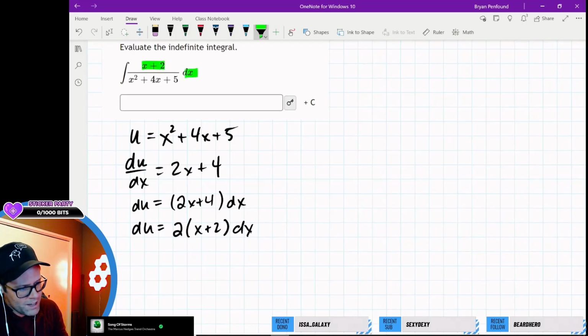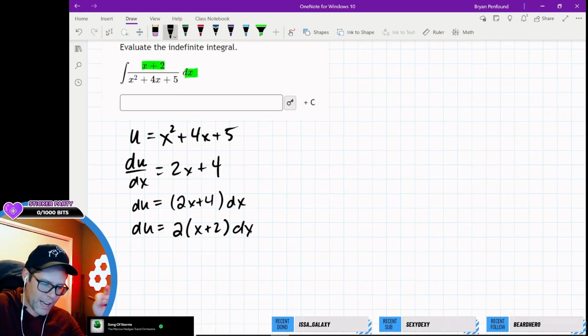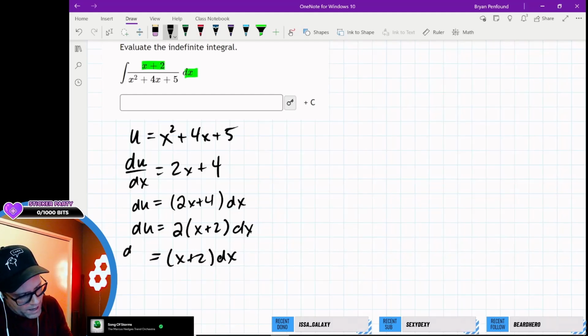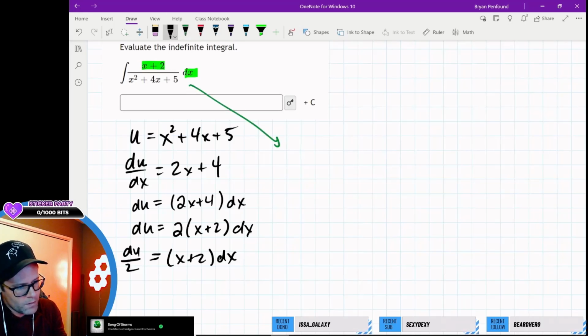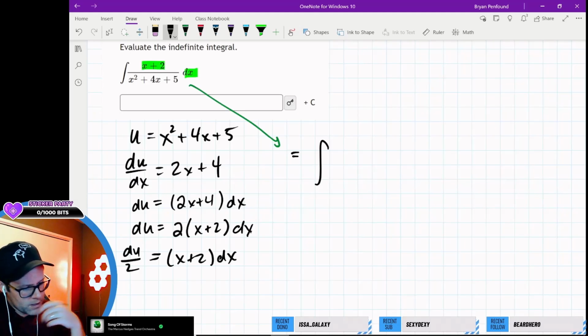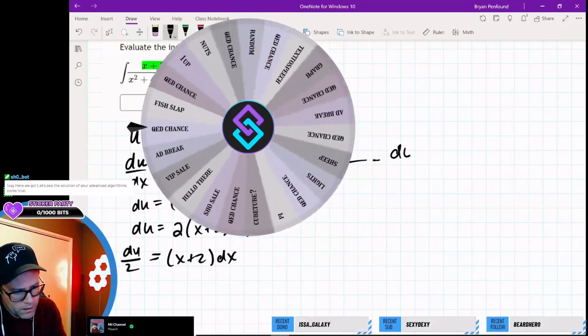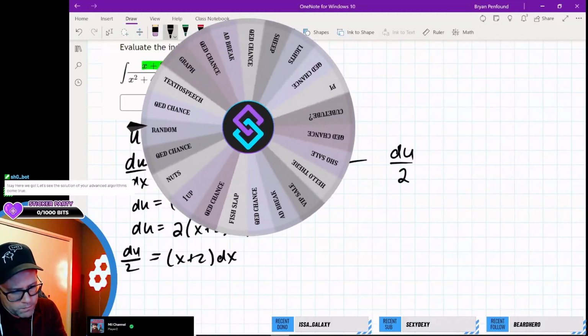So I have these two pieces. I just need to adjust what I got with the du to make it work. So I can take x plus 2 dx, and I can replace that with du over 2. That's going to be my game plan. So let's see. x plus 2 dx, like we said, becomes du over 2.